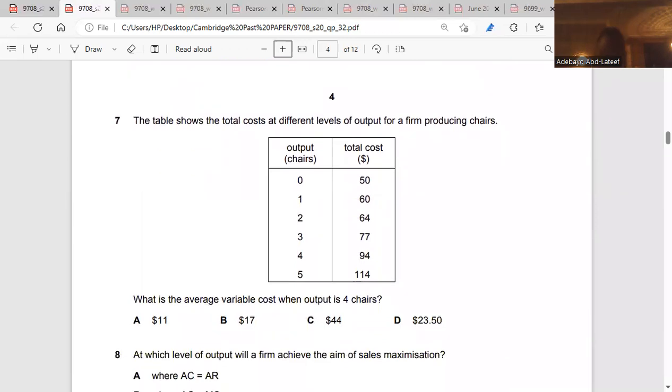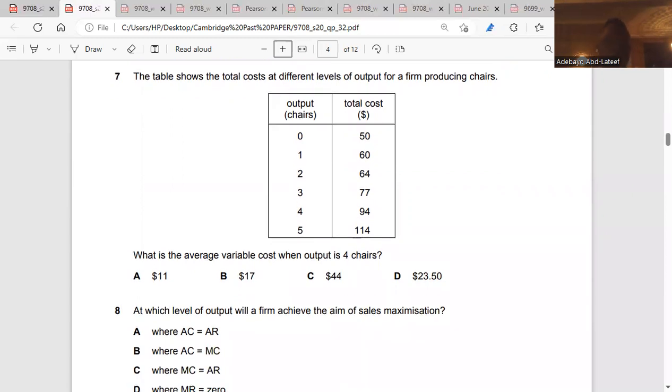Question 7. Here it said the table shows the total cost at different levels of output for a firm producing chairs. Now they said, what is the average variable cost when output is 4 chairs? First, we don't know the variable cost, right?